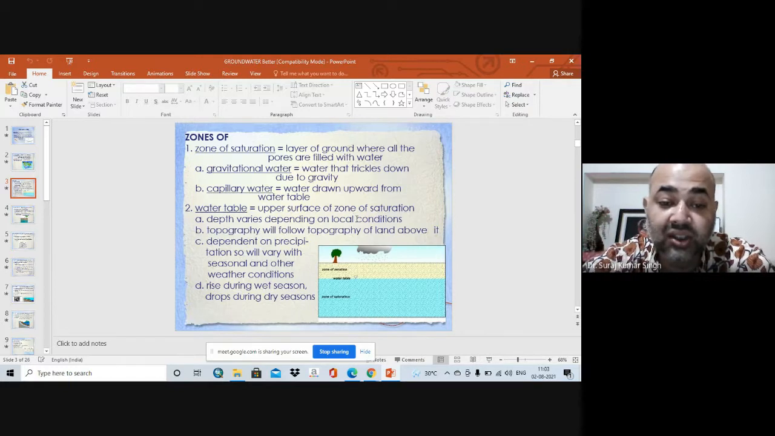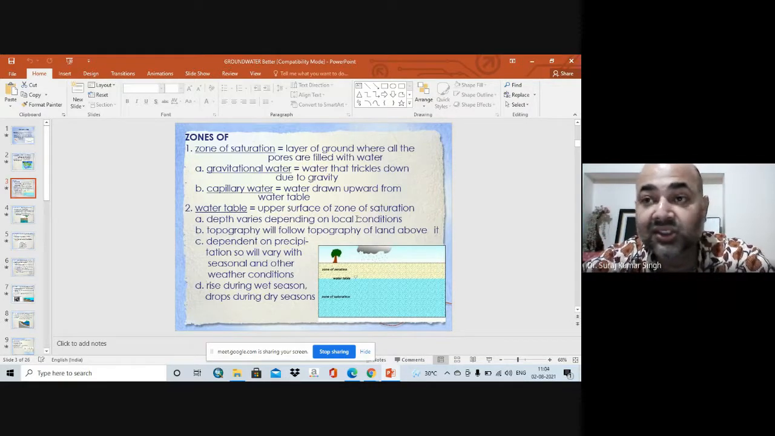And what are the conditions on which this underground water table depends? It depends on various depths depending upon the local conditions. Then topography will follow: the topography of the land above it, whether it is a vegetated land or an unvegetated land. All such topography will depend on the land surface. The third characteristic depends on the precipitation, so it will vary with seasonal and other weather conditions.